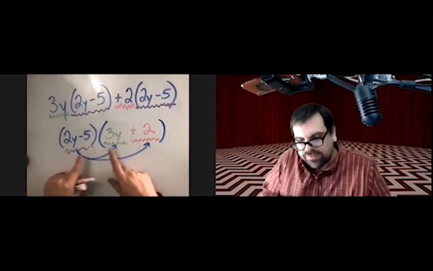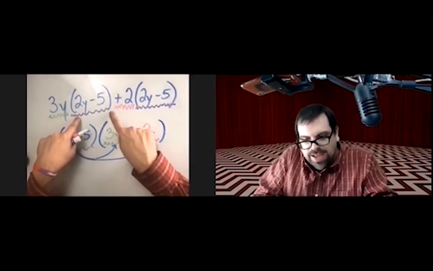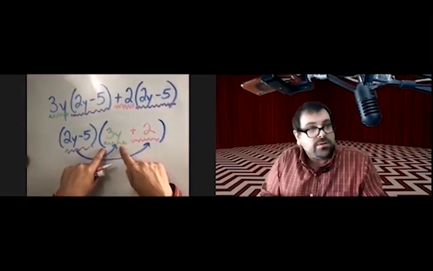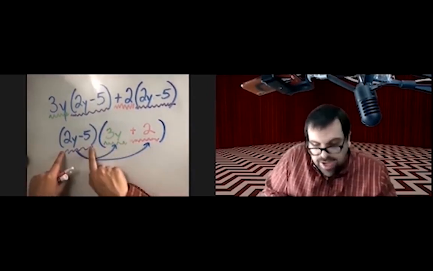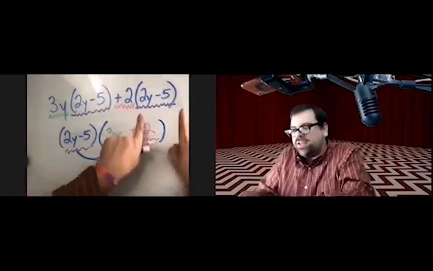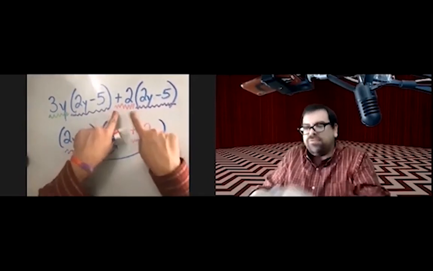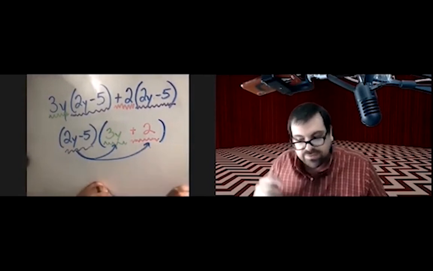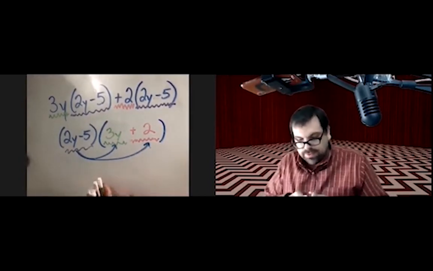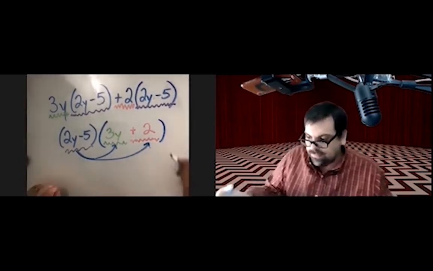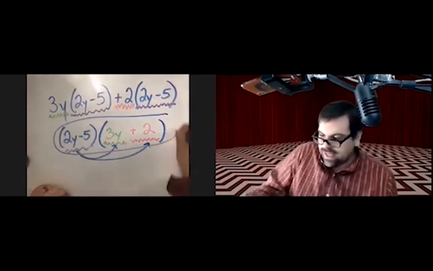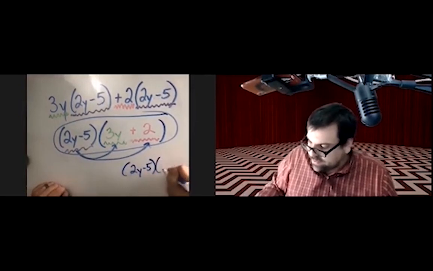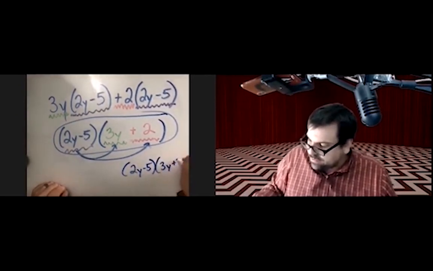2y minus 5 times what is 2y minus 5 times 3y? 3y. 2y minus 5 times what is 2y minus 5 times positive 2? Positive 2. So that's the factored form, the final answer, 2y minus 5 times 3y plus 2.